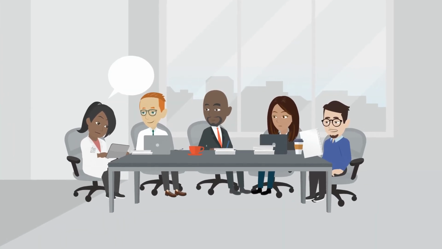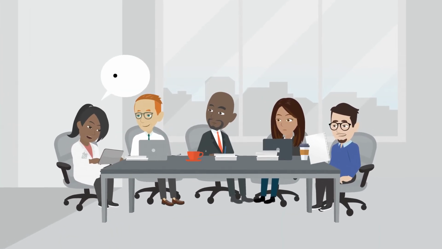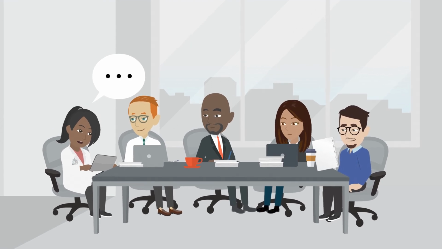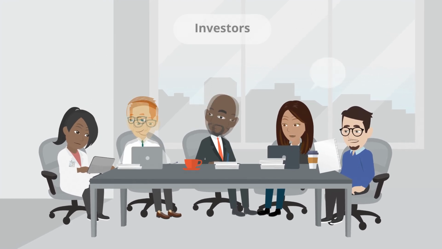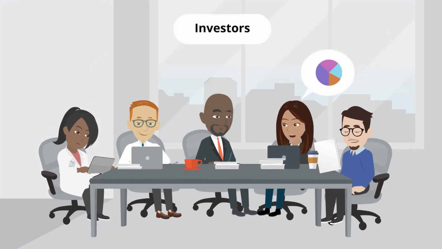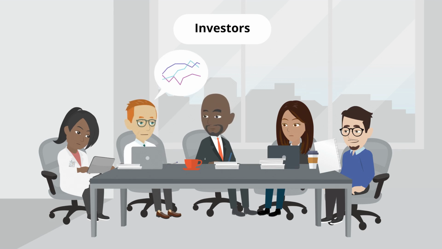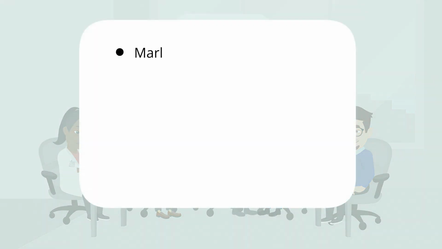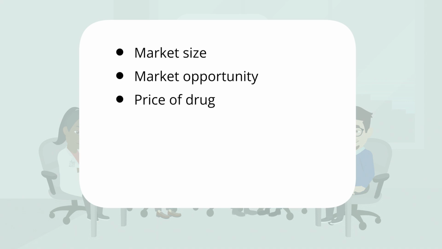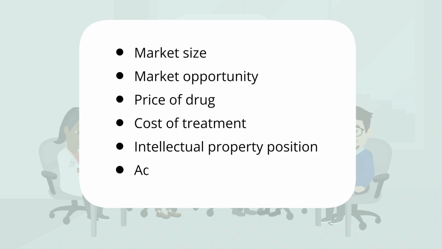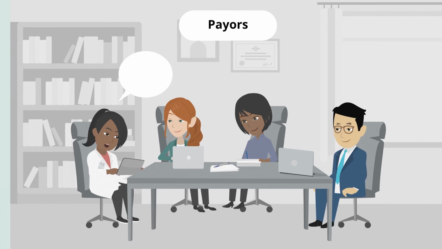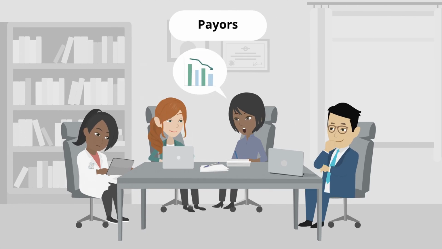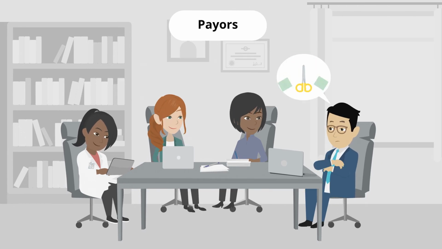Different stakeholders, such as payers and investors, may both be interested in turning a profit, but their different business models give them different incentives. Investors will be most interested in factors that influence the market or cost of treatment. These include market size, market opportunity, price of drug, cost of treatment course, intellectual property position, and the overall likelihood a therapy will reach the market and be adopted in practice. Payers will be more interested in reducing the overall cost of treatment.